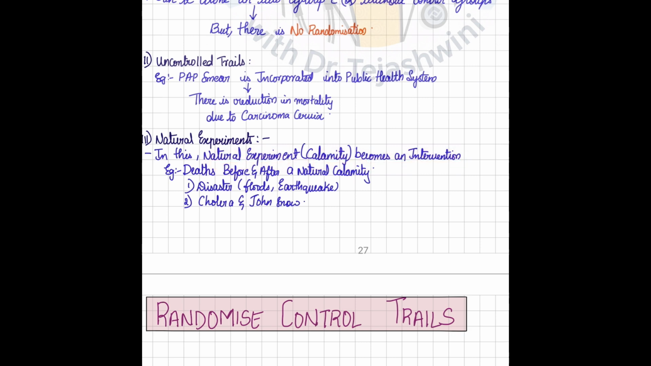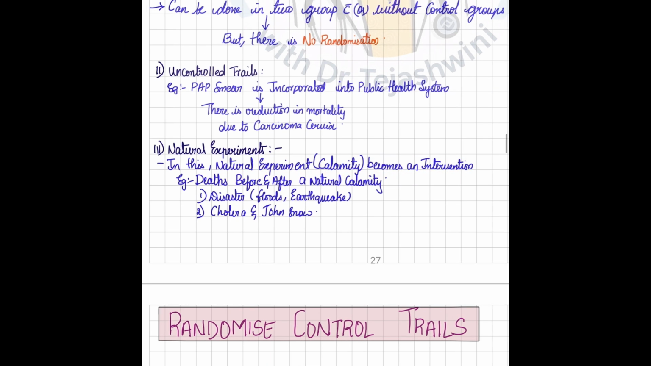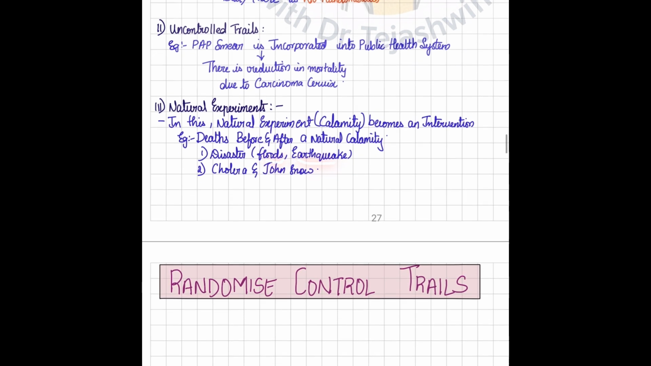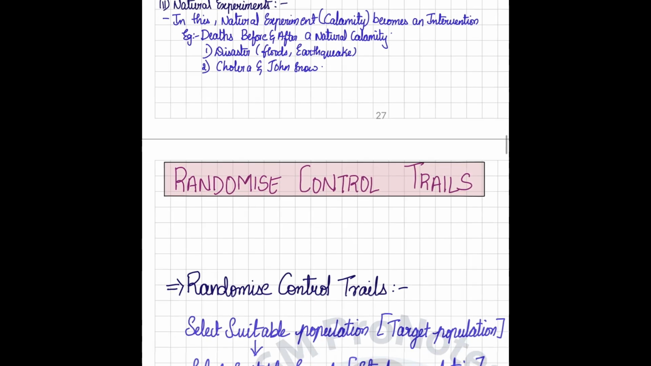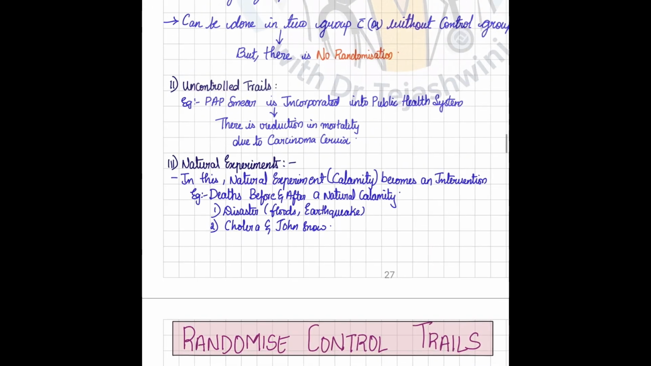Natural experiments. These are situations where natural events, like a calamity or disaster, serve as interventions. For example, after a natural disaster, like a flood or earthquake, we might observe the health impacts on the affected population, such as changes in death rates or disease prevalence. Here, the calamity becomes an accidental intervention, allowing researchers to study its effects.